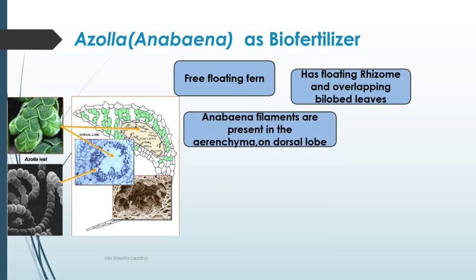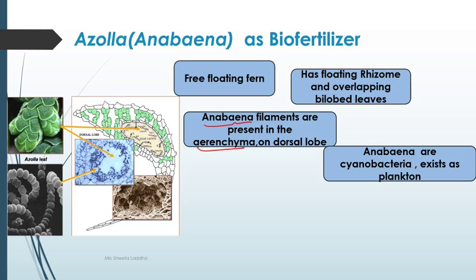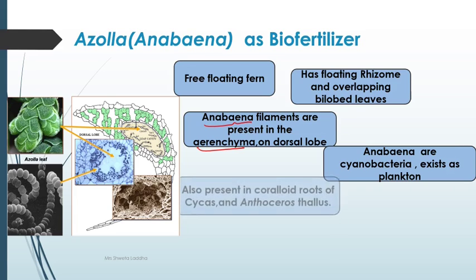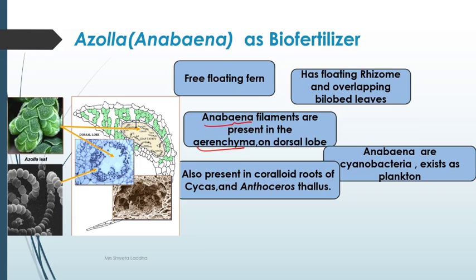Inside the bilobed leaves, on the dorsal surface there is parenchyma tissue, and in the parenchyma tissue these cyanobacteria Anabaena are present. They exist as planktons. Planktons are those which move with the water current. They are also present in the coralloid roots of Cycas. They are also found in Anthoceros, which is a bryophyte.